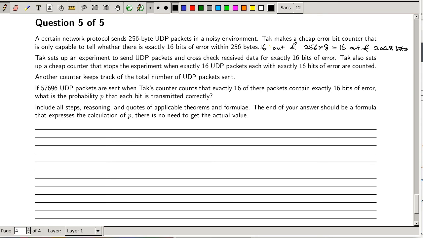All right, so the next part says, TAC set up an experiment to send UDP packets to cross-check received error for exactly 16 bits of error. And also set up a cheap counter that will stop the experiment exactly when exactly 16 UDP packets, each having exactly 16 bits of errors, are counted. Okay, so let's pause again. Let's not continue to read the question anymore and see what this means.